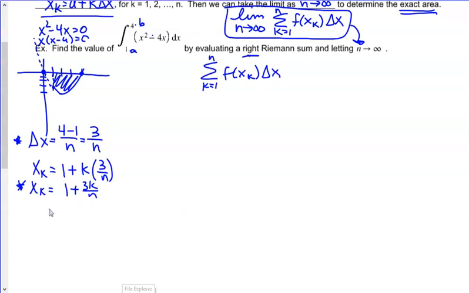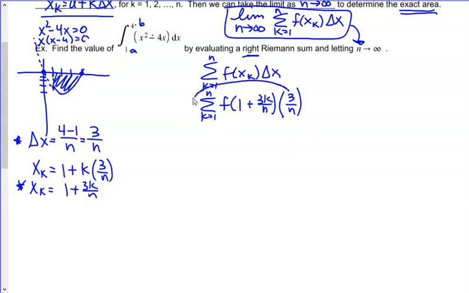Now, I'm going to plug in what I found for x sub k and for delta x. So I get the sum from k equals 1 to n of f of 1 plus 3k over n, times delta x, which was 3 over n. Now we have to remind ourselves, n is just a number. We're going to let it go to infinity, so 3 over n is just a number as well. What's changing here is my variable k.